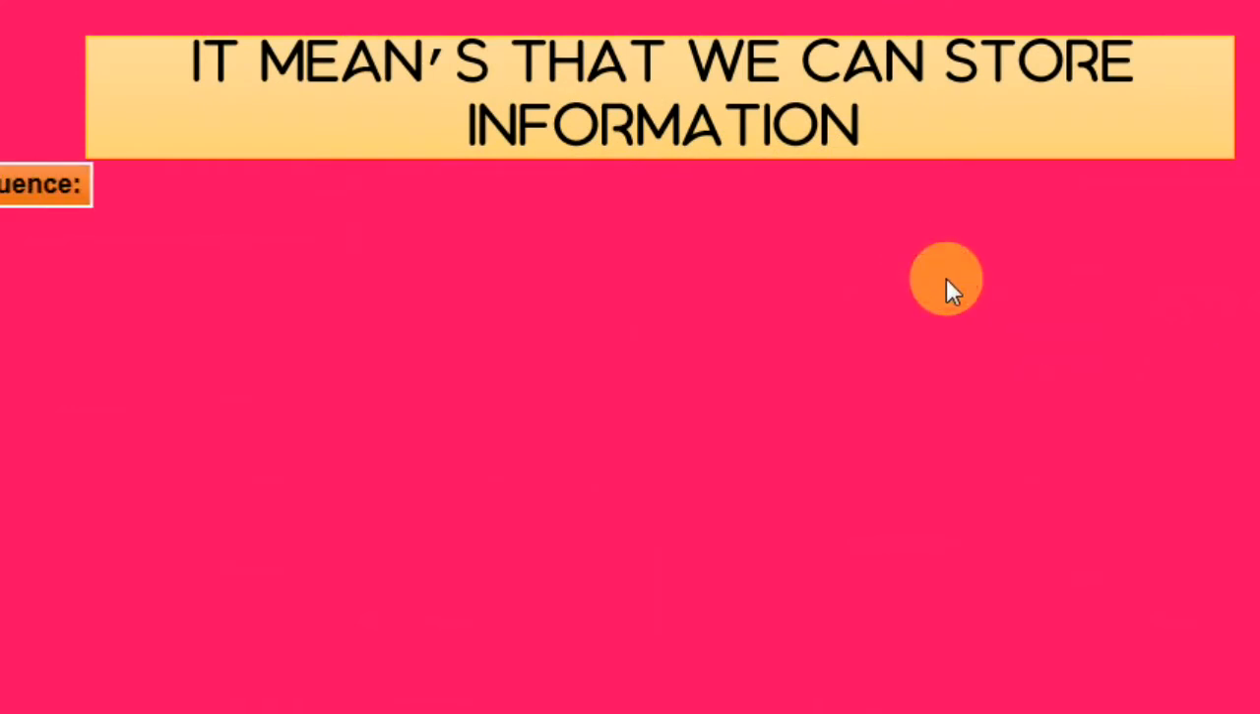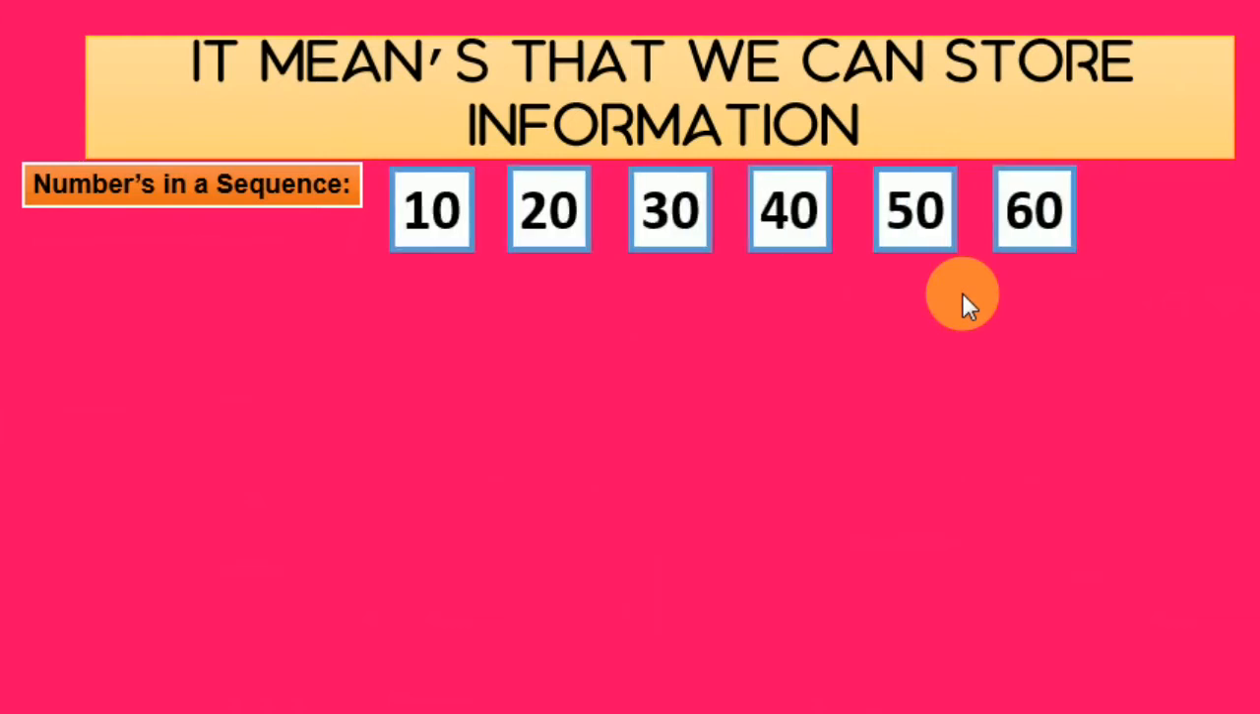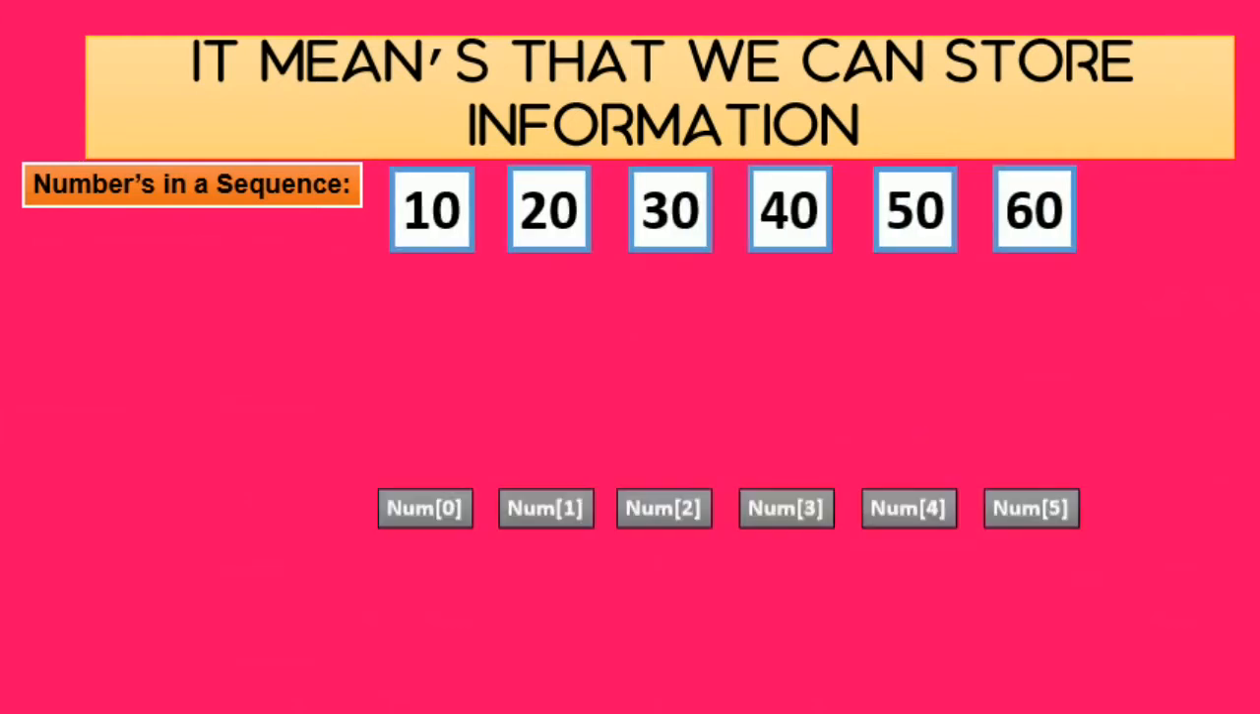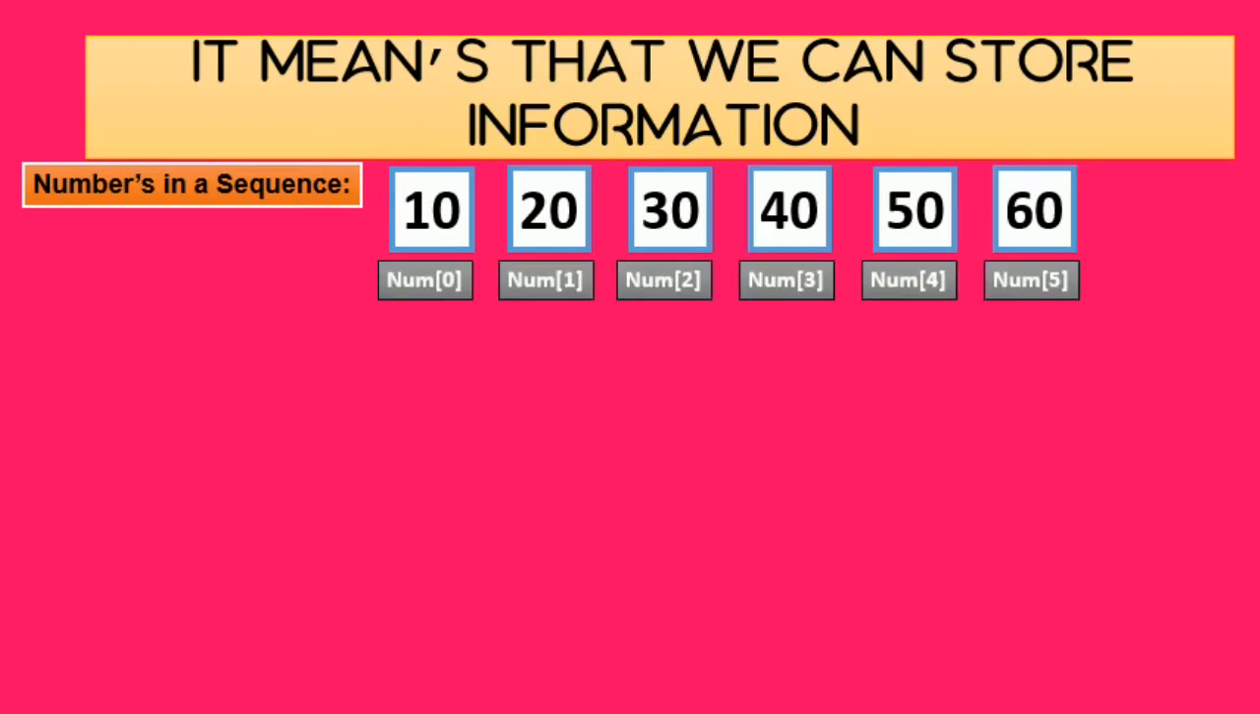We can store information in a sequence. Let me take one more example: we can store numbers also, like 10, 20, 30, 40, 50, 60. They are number 0, number 1, number 2, number 3, number 4, number 5. The previous ones were just examples that are not going to be part of your sequences. Now I'm taking the correct values that are going to be part of the sequence.